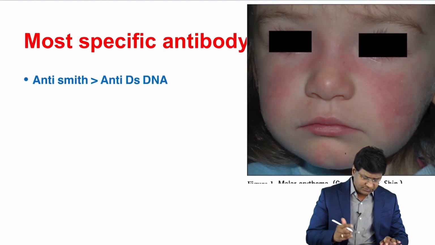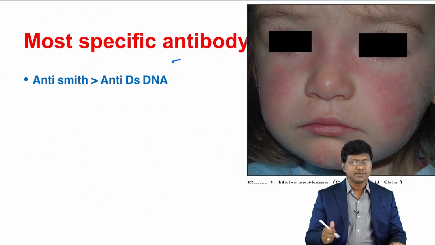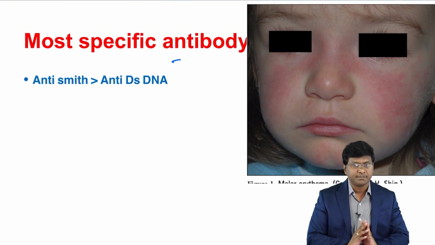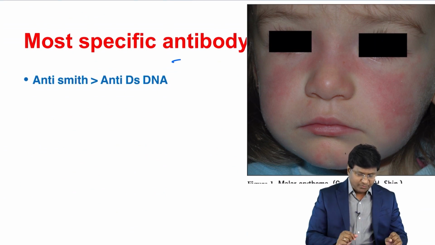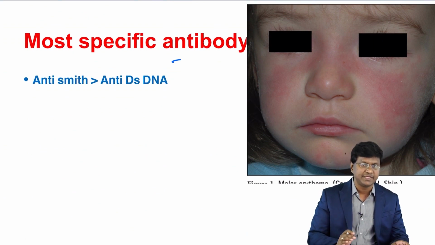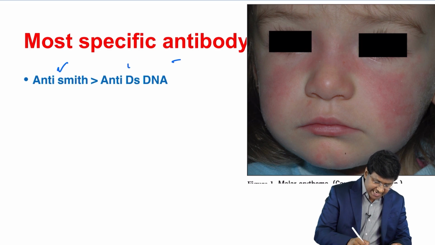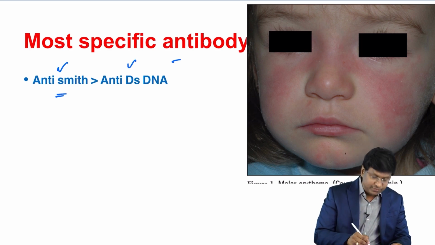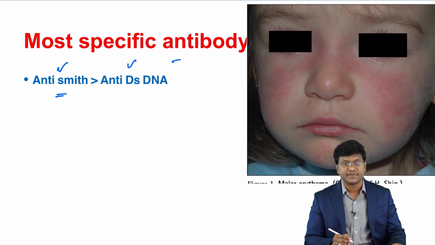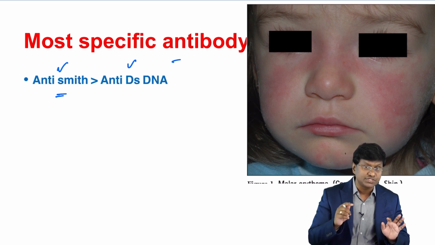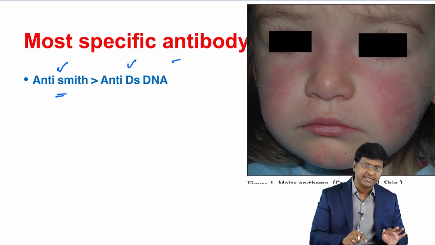And yes, there was one more recall saying slapped cheek appearance, that is your fifth disease, or parvovirus B19. And one more recall was malar rash in children, and what is the most specific antibody? Whichever is given will be the answer, either anti-Smith or anti-dsDNA. But between these two, anti-Smith will be more specific than anti-dsDNA. So that is about the antibody in SLE. If most specific is asked, anti-Smith.